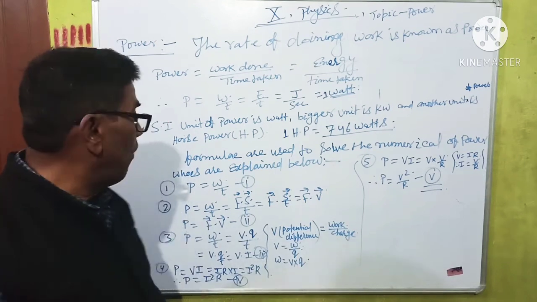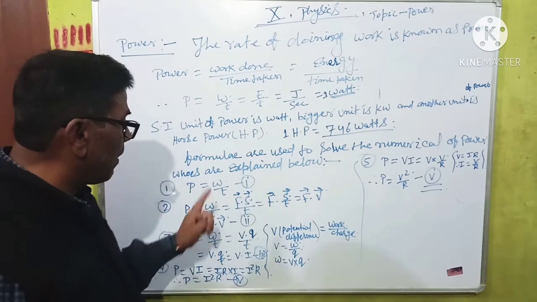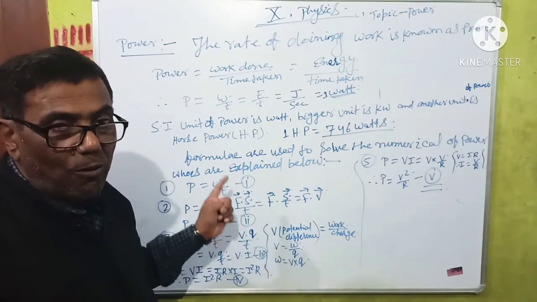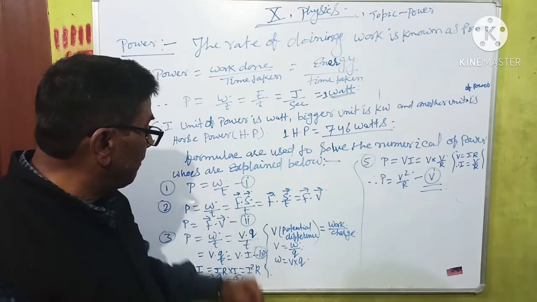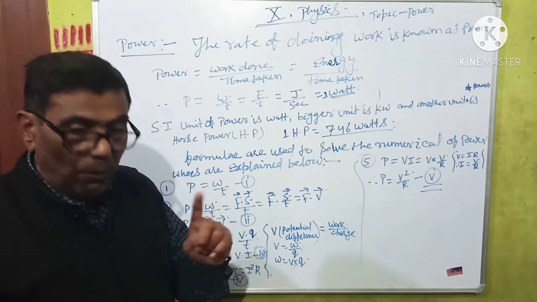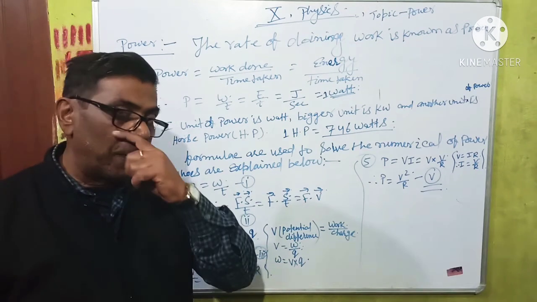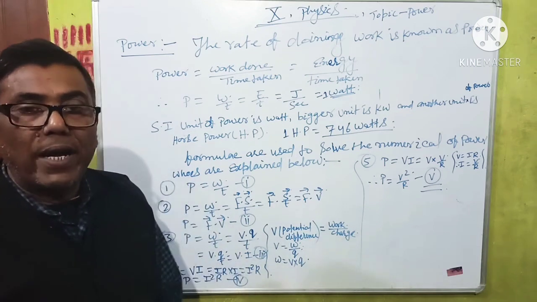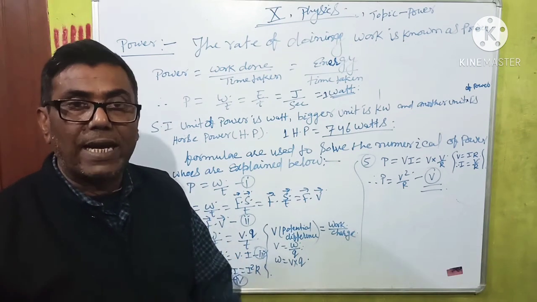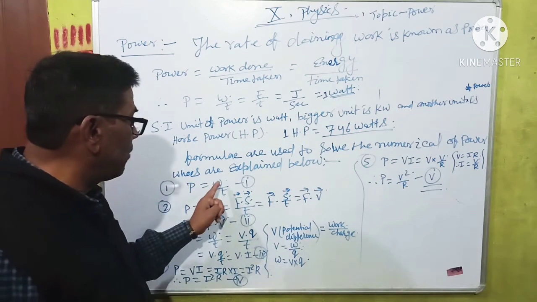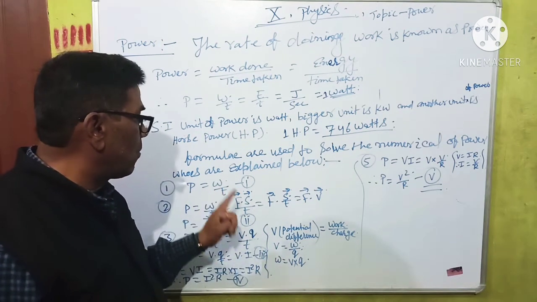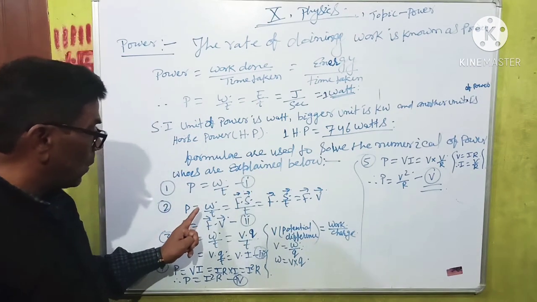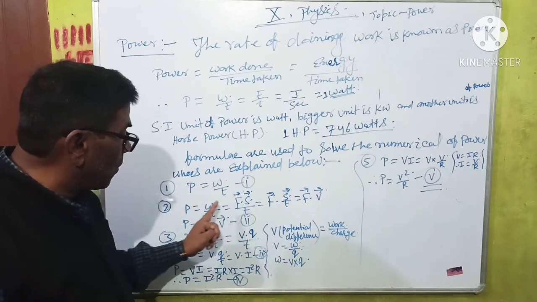First, we know that power is equal to work done by time. We can find the value of power from the formula of work done by time. Means when we find the power of a moving body whose work done is 100 joule in 5 seconds, then its power is equal to 100 joule by 5 seconds, which is equal to 20 watts.